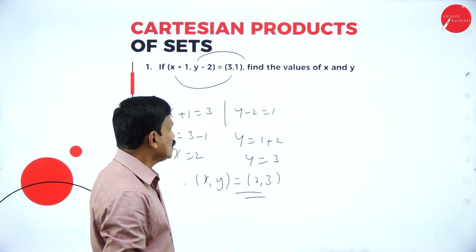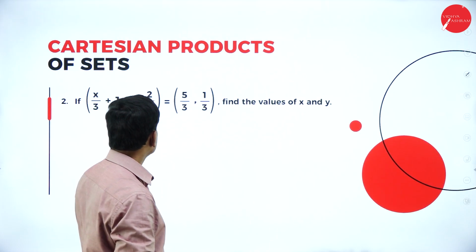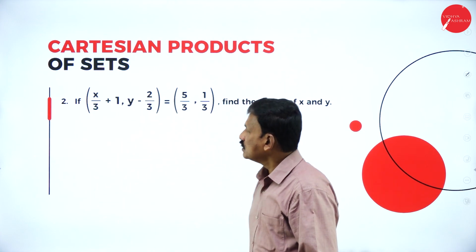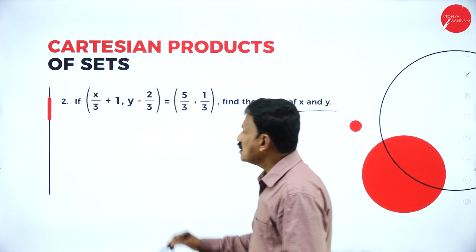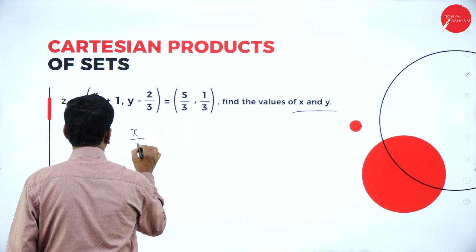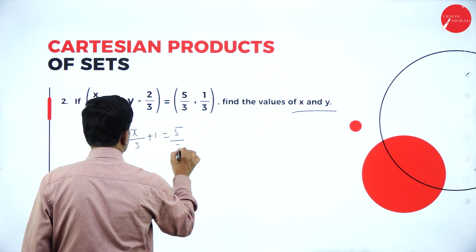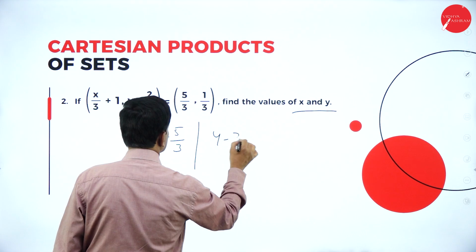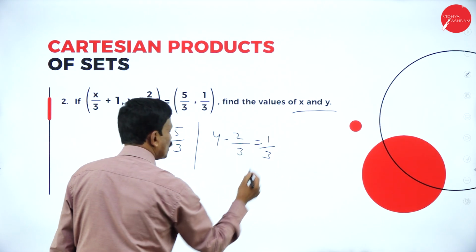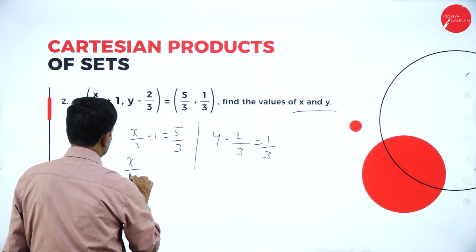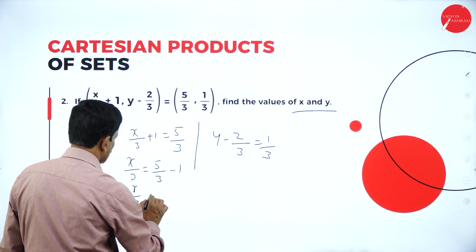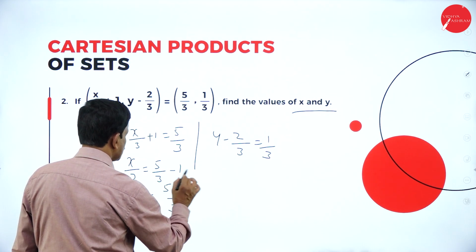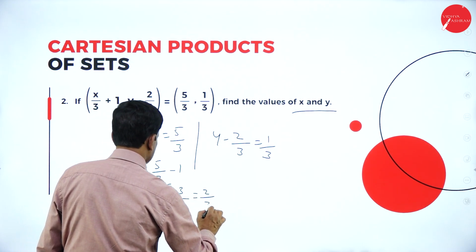Right. Now move on to the next problem. Similar type problem. If (x by 3 plus 1, y minus 2 by 3) is equal to (5 by 3, 1 by 3), find the values of x and y. Same, equate it. X by 3 plus 1 is equal to 5 by 3, and y minus 2 by 3 is equal to 1 by 3. Now here x by 3 is equal to 5 by 3 minus 1. Take LCM, 3 is the LCM. 5 minus 3 is 2, so this is equal to 2 by 3.